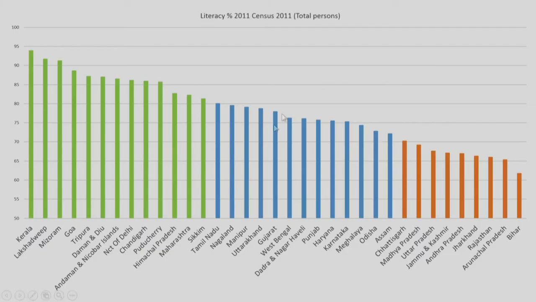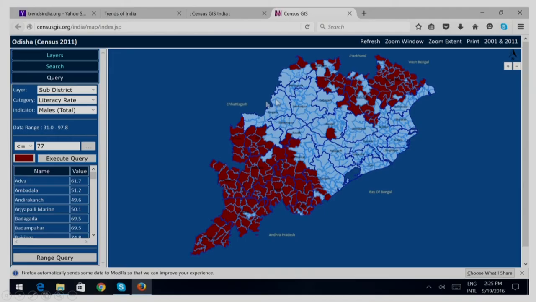I am showing you 2011 literacy. So, you see the extent, the spread. You have Bihar at one end and you have Kerala at the other end. As I had showed you literacy at the national level, similarly if you take a state like Orissa, you suddenly find there is this cluster of low literacy here. These are the places where there is a cluster which is more than 77% men are educated, okay.